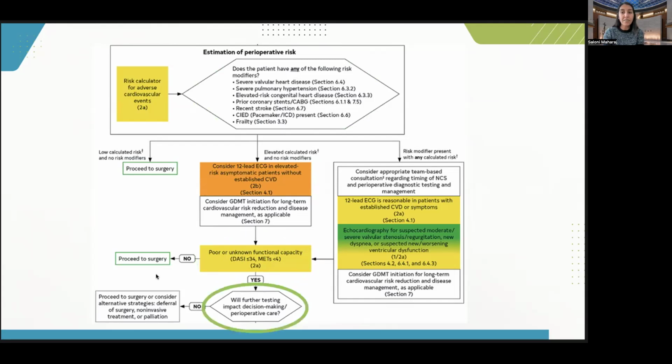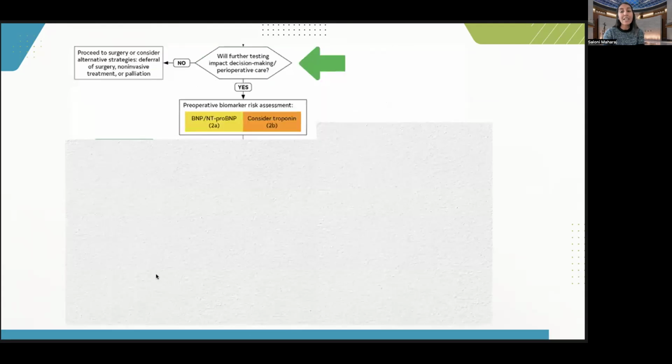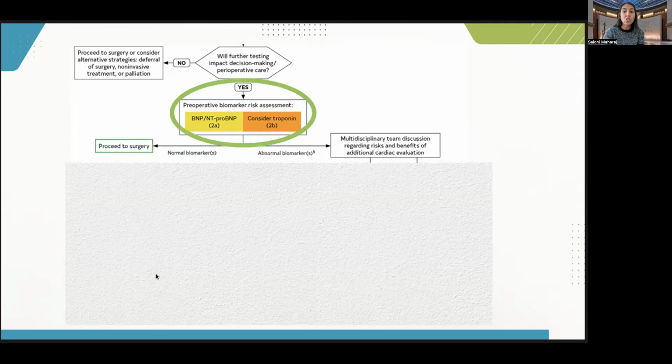If they don't meet these cutoffs, then you need to ask yourself the key question: will further cardiac testing actually impact my clinical decision making or change the patient's perioperative management? If further testing would not impact your decision making or perioperative care, then you can proceed to surgery or consider alternative treatment options. This decision is usually made through a multidisciplinary discussion with the surgeon. However, if further testing would influence your plan, you may consider using perioperative cardiac biomarkers such as a BNP, NT-proBNP, or troponin as part of your evaluation.